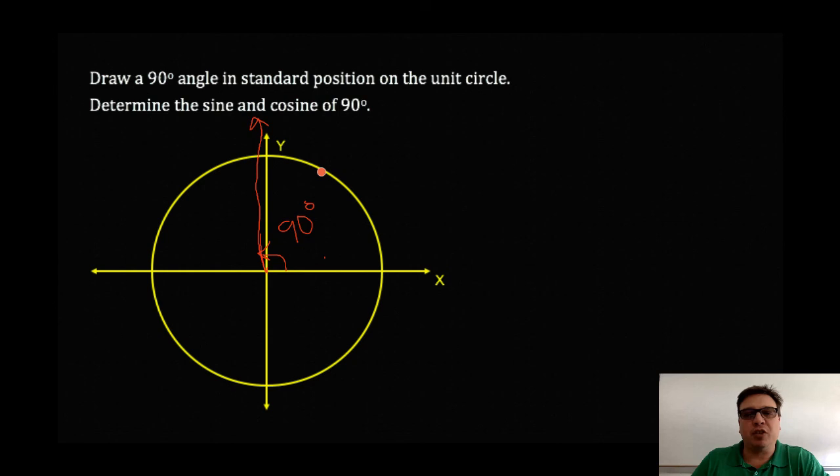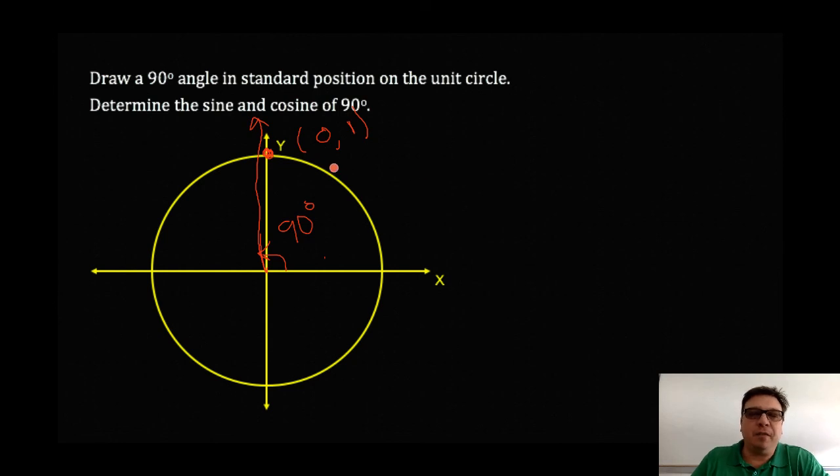Well, I can't draw a triangle. And a lot of times students try to make the triangle by drawing it through here. No, please don't do that. But what I do know is I know this location. That location is 0 on the x and 1 on the y because, again, this is the unit circle.